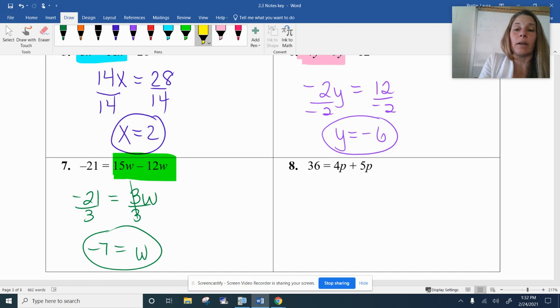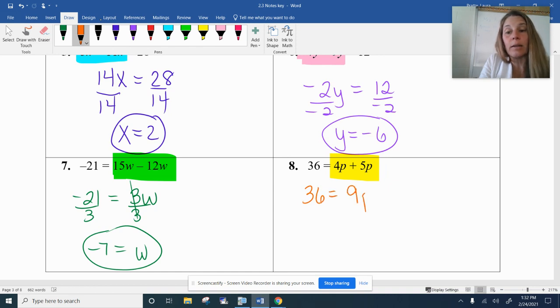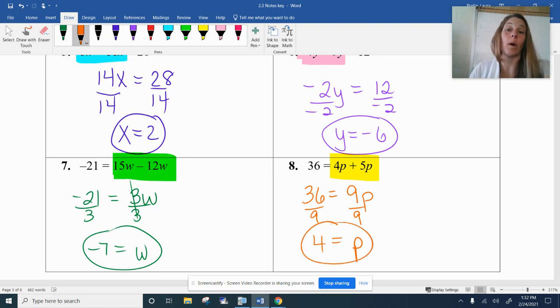All right, and then finally, this last one here, 4p and 5p again are like terms, so I can just add up the 4 and the 5, which is a 9, and I have the p there. Divide by the 9 to get the p by itself, and I have p equals 4.